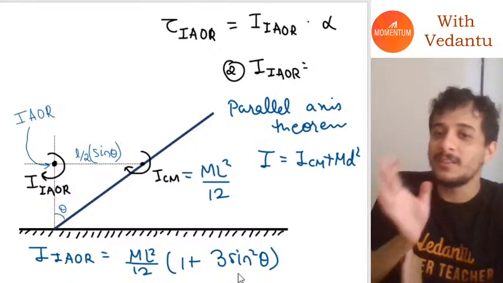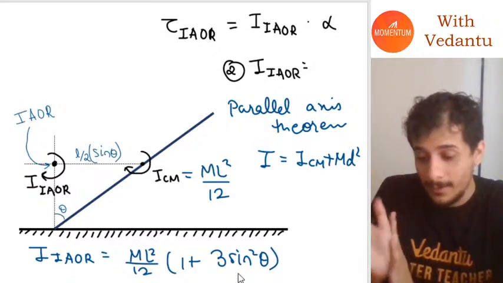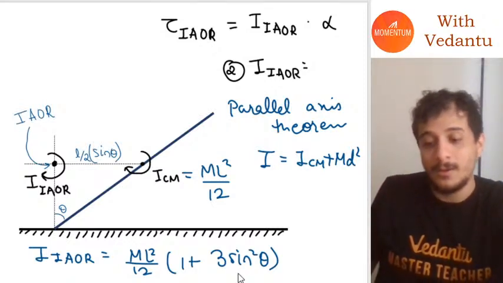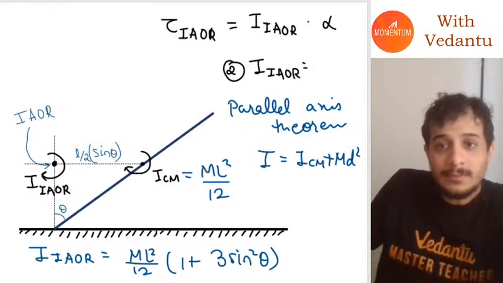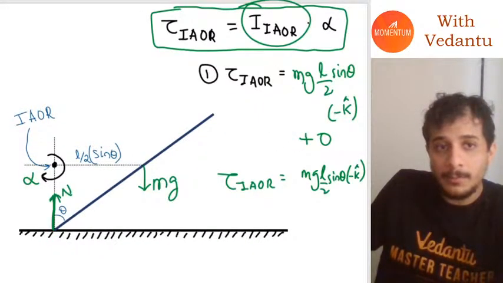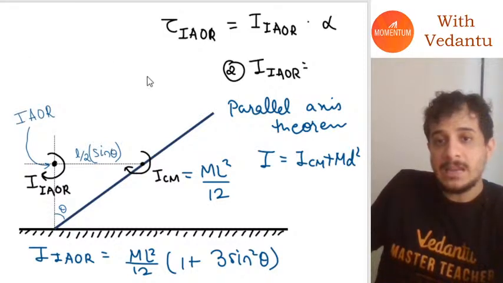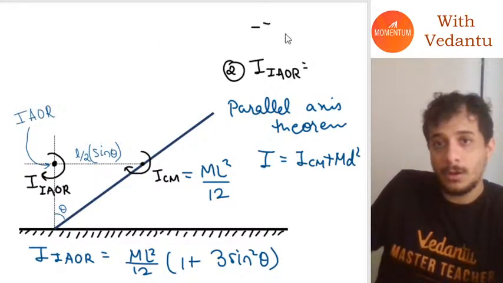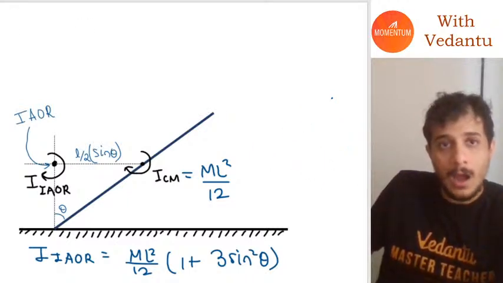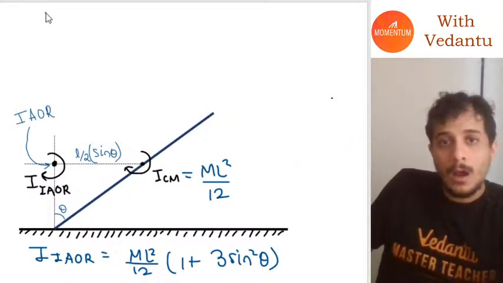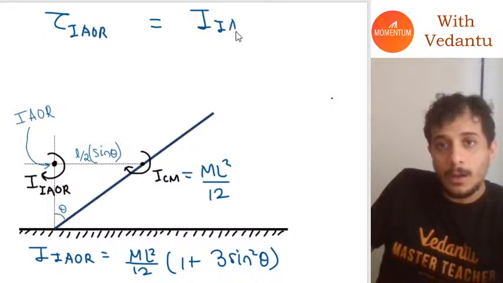If you do the calculation, this is what you will get. You can trust me, I have done the calculation. Now I will substitute this and the torque into the main equation. What is the main equation? Torque about the instantaneous axis of rotation is equal to I about the instantaneous axis of rotation into alpha.